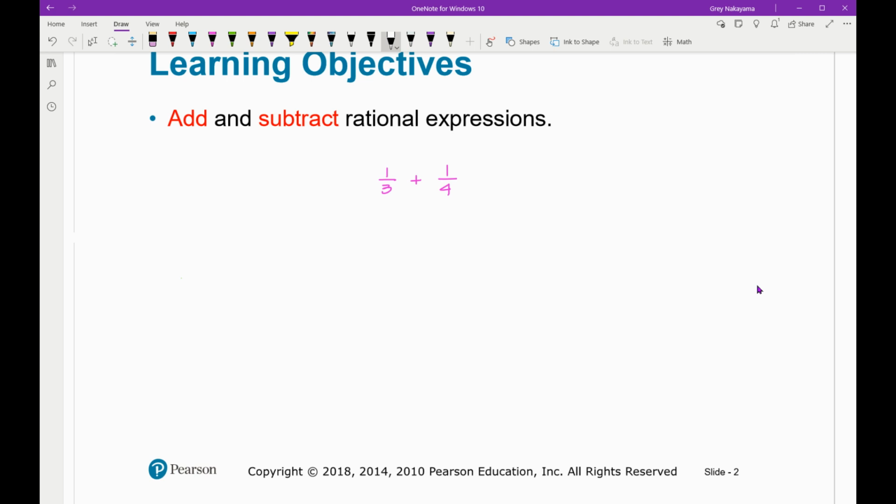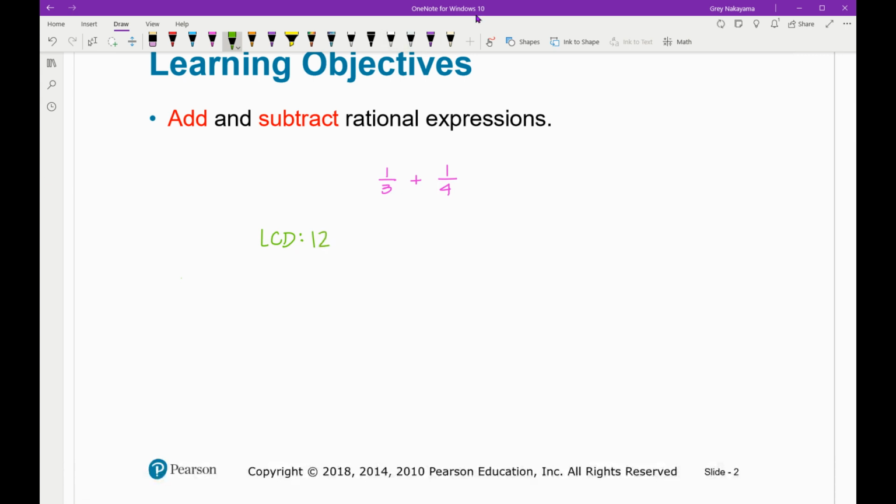How do you add fractions? To be able to add fractions, the first thing you need is a least common denominator, a common denominator. It doesn't have to be the smallest one, but it's easiest if it's the smallest one. 3 doesn't go into 4. They have no common factors. So I get that common denominator by multiplying 3 times 4, which is 12. So the least common denominator is 12.